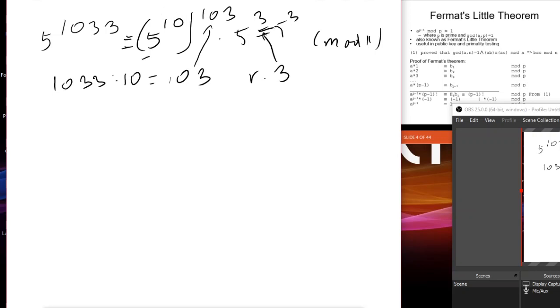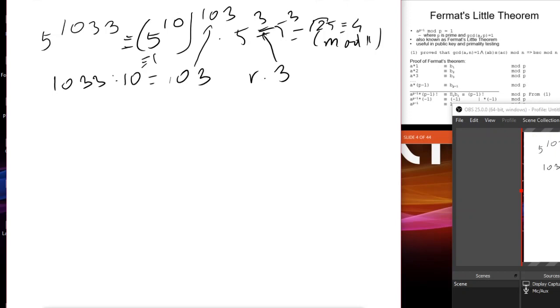Okay, so this is going to be all the way equal with 125, which mod 11 will be 1 plus 5 is 6, minus 2 is 4. Right?